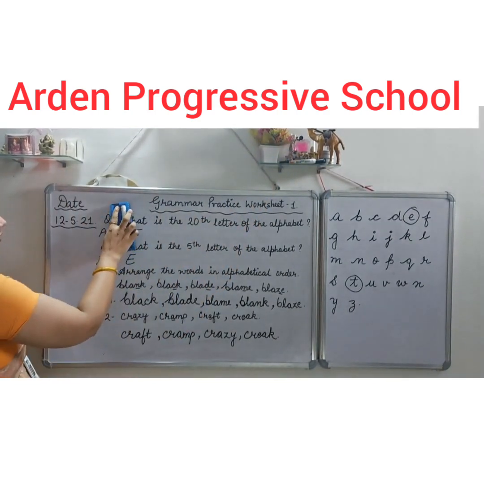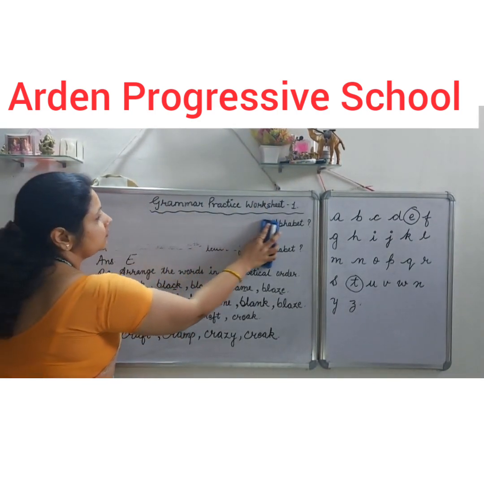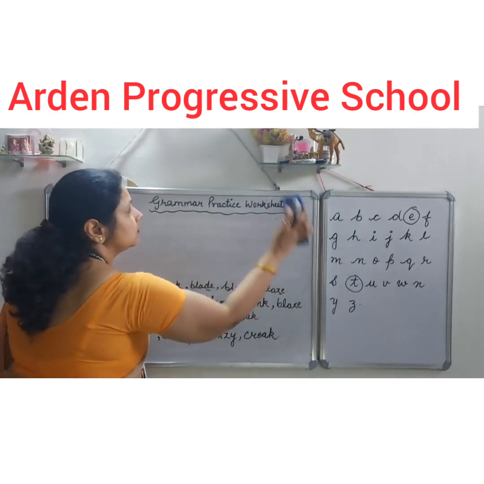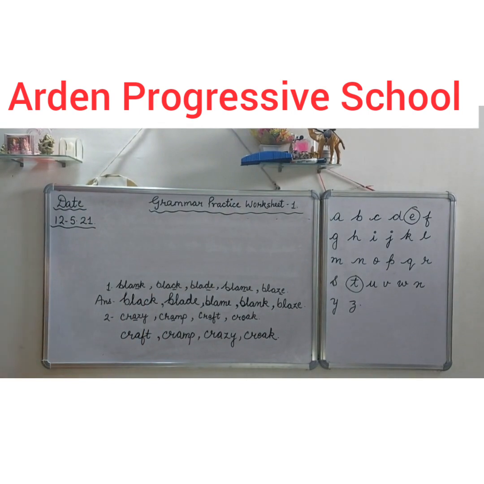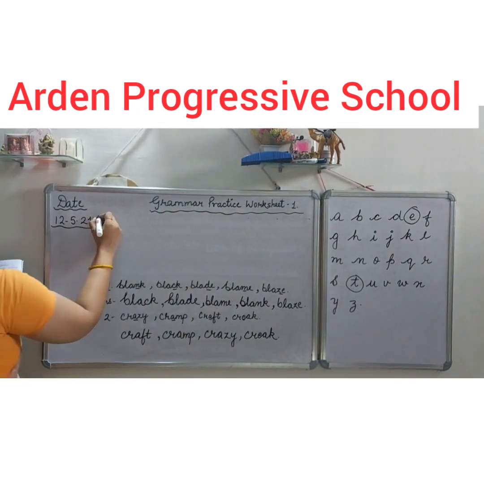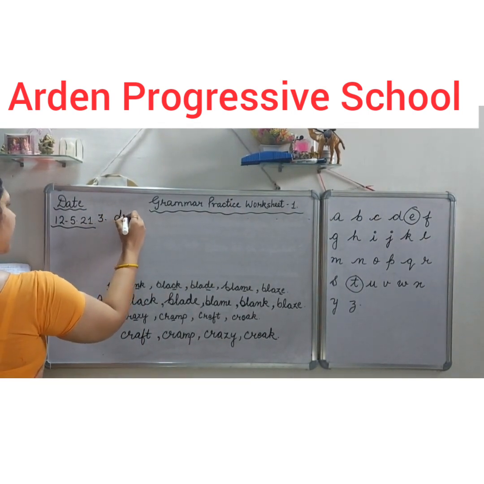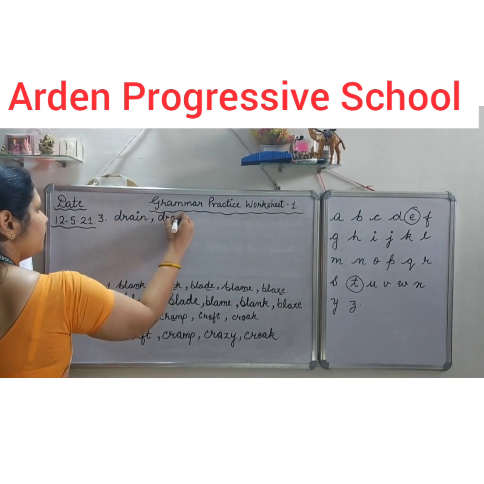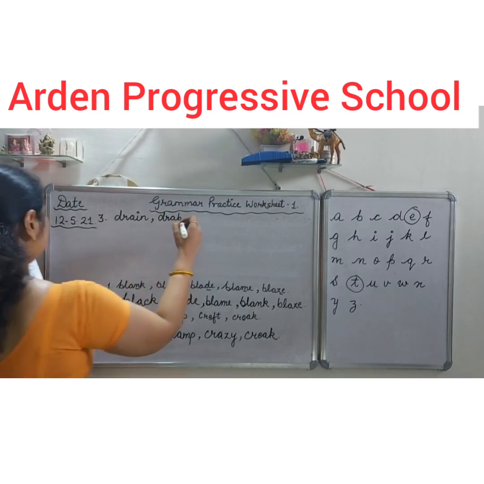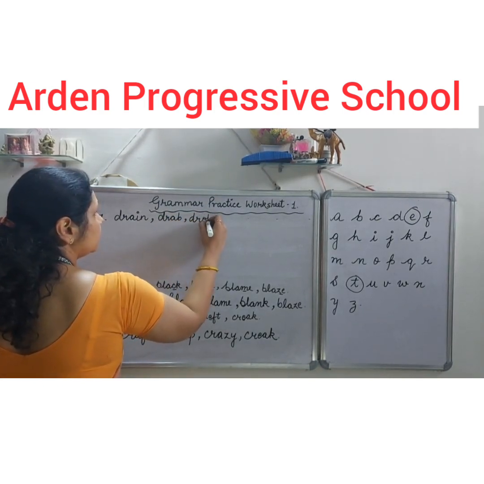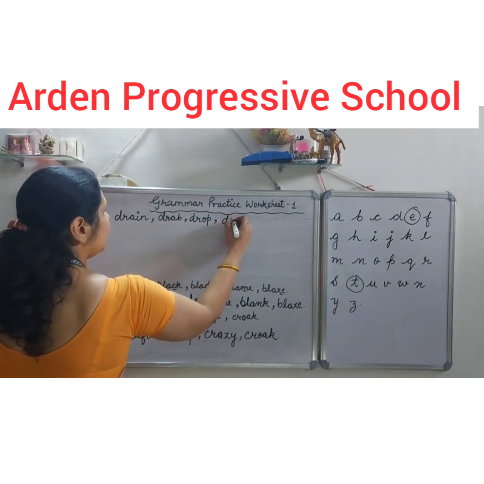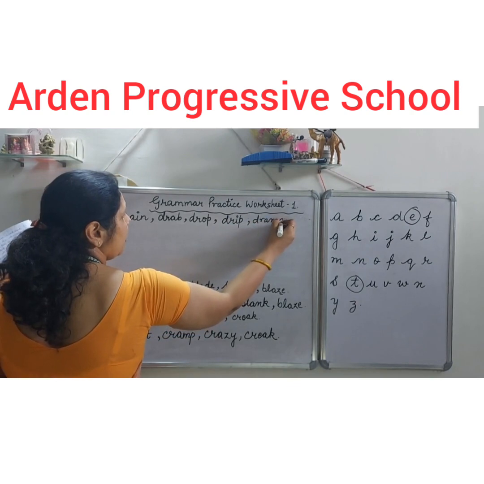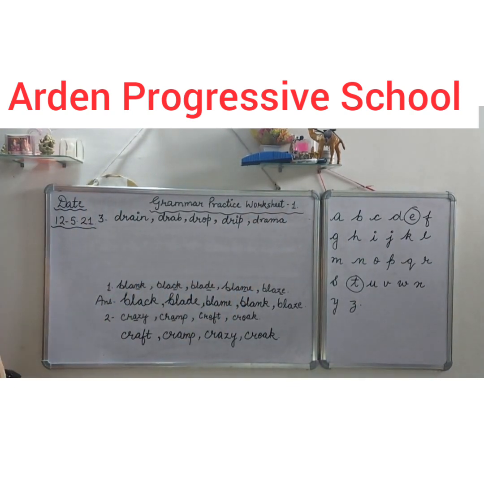Now, two more questions are here. I am writing two more questions. Third is D-R-A-I-N, drain. D-R-A-B, drab. D-R-O-P, drop. D-R-I-P, drip. D-R-A-M-A, drama. So, five words are here.